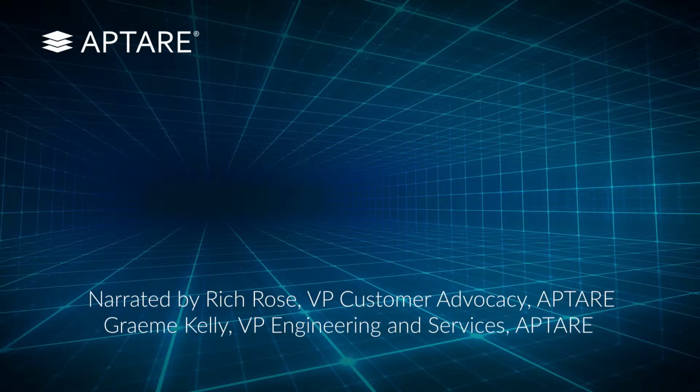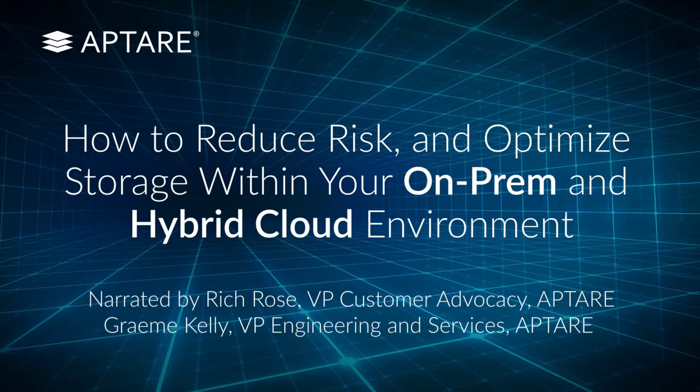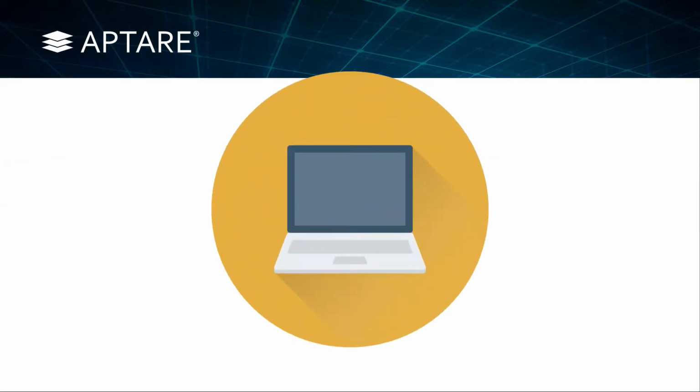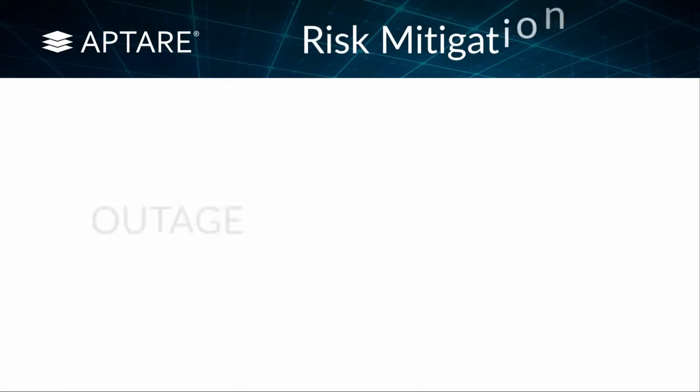I'm the Vice President of Customer Advocacy at APTARE, and I'm joined today by Graham Kelly, our Vice President of Engineering and Services, to talk a bit about how to reduce risk and optimize storage within your on-prem and hybrid cloud environment. Some of our console's many capabilities have evolved into what we like to call easy buttons. The easy buttons provide a lot of useful information that can help mitigate risk as well as optimize storage. For now, let's take a moment to focus on risk mitigation.